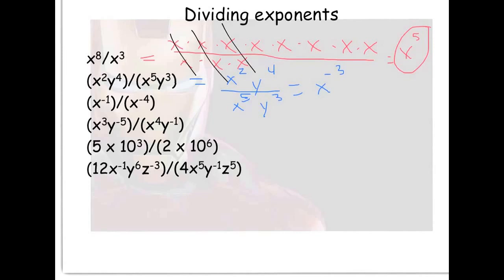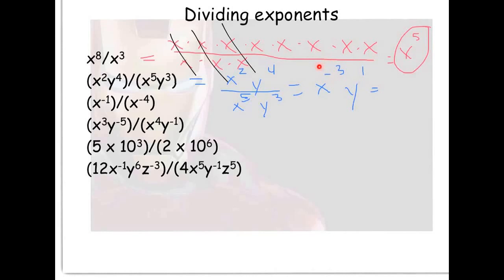And in this part we have y to the 4th over y to the 3rd. Keep the base. It's going to give us a y. Subtract the exponents. 4 minus 3 is 1. Okay, not quite our final answer because we have this negative exponent here. So don't forget what to do with this.